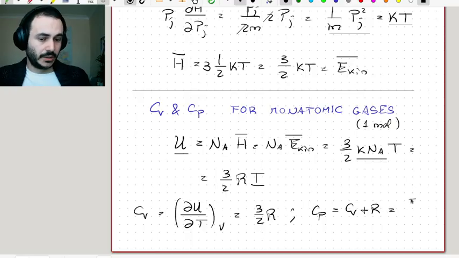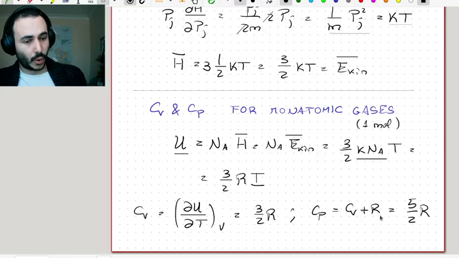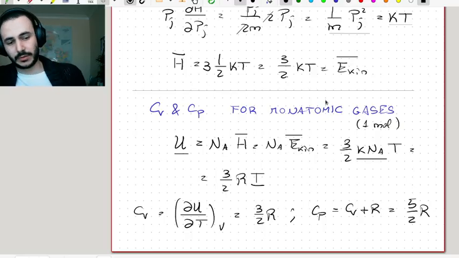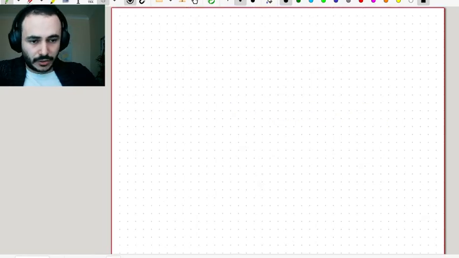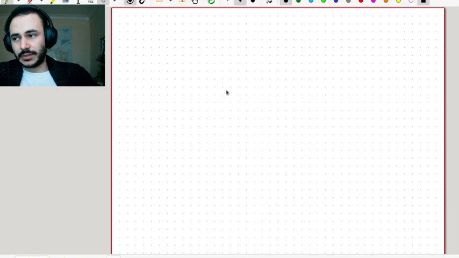In this case, this means that Cp is 5/2 of R, which again was the result that we quoted in the beginning of the module, and I promised that we would prove it. So here's the proof. Okay, that's for a monatomic gas, but now let's see what happens with the diatomic gas.